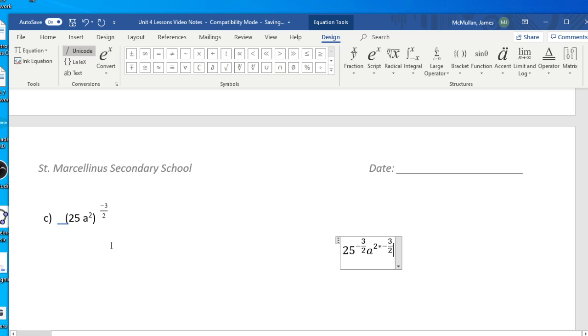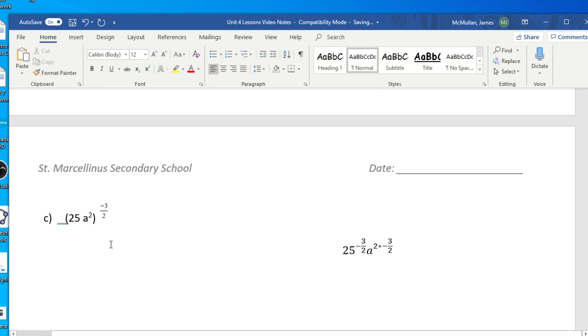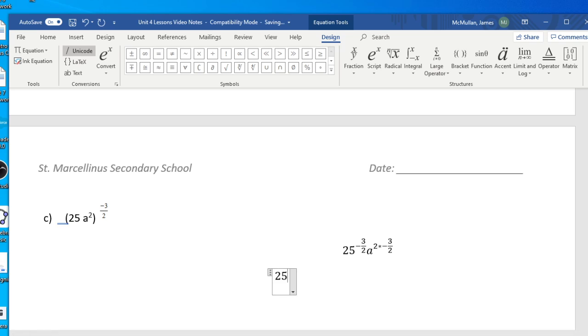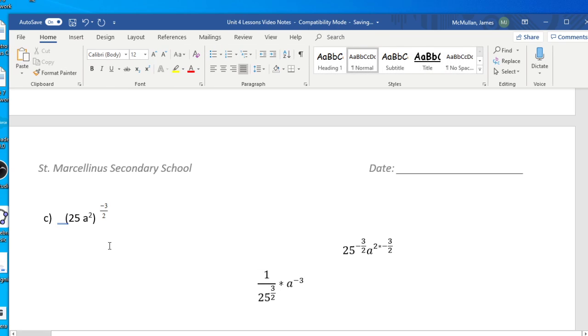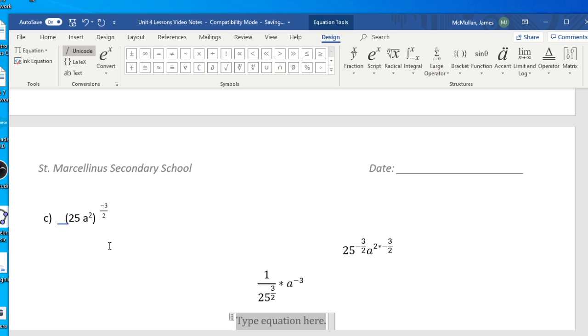So first of all, let's fix up the negative. Let's make it positive. So make it 1 over 25 to the 3 halves instead. That deals with the negative. Then we have multiplied by a to the power of negative 3, as the 2's cancel there in the multiplication. So you have 1 over 125 a cubed.